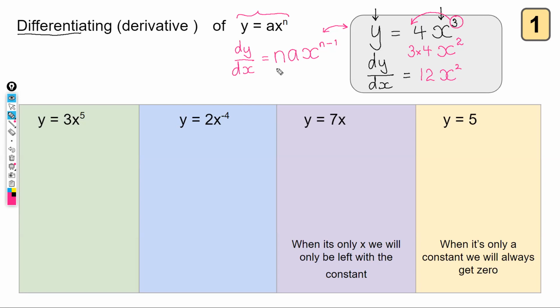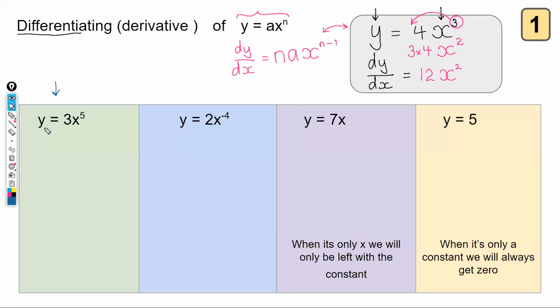How many people are with me so far? All we have to do is throw the power in front and minus 1 from the power. So we're going to practice a few questions and I'm going to show you a few little shortcuts to save time in the exam. Do you all think you can do the first question for me? That's the one in the green box. Differentiate this for me and send the answer on the chat. Let's see how many people actually understand the general formula.